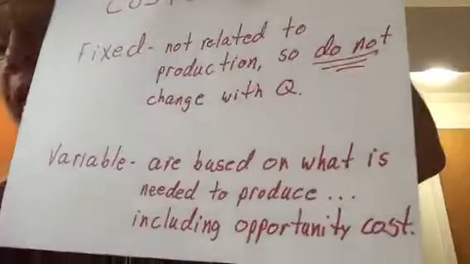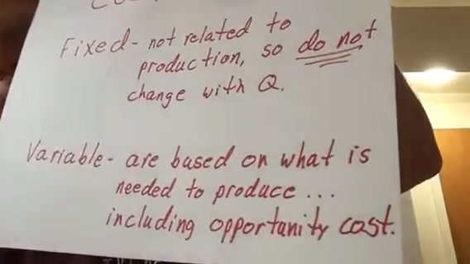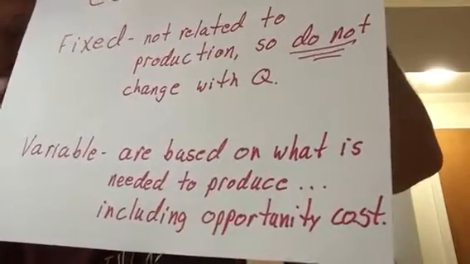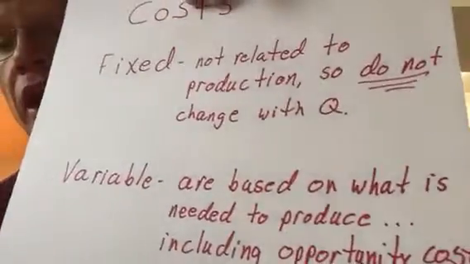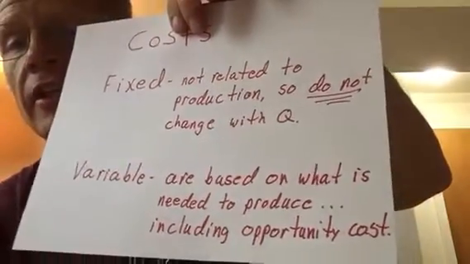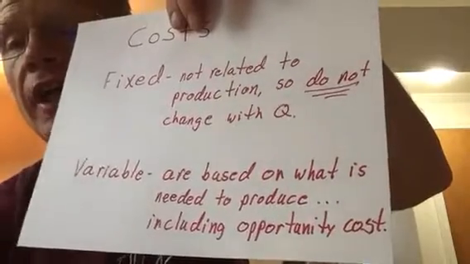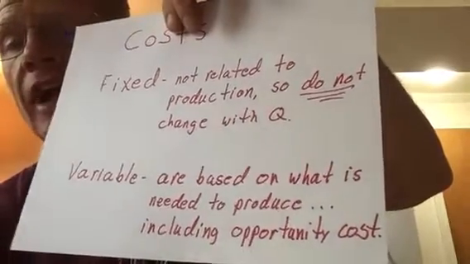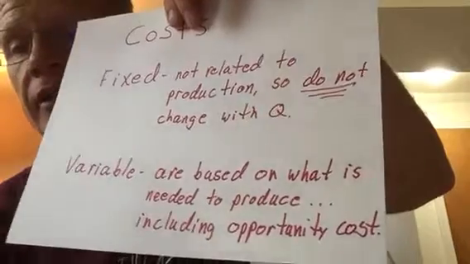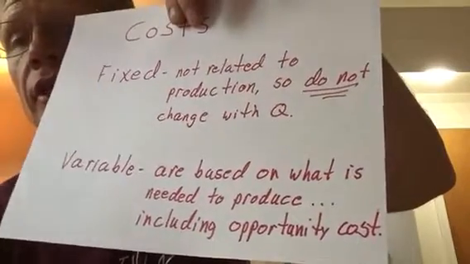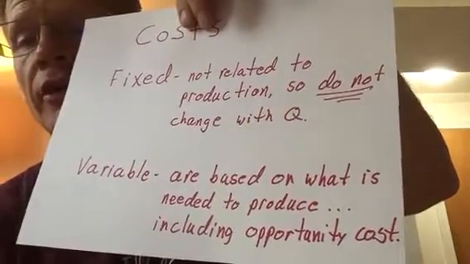Now, the other cost that we have is called variable cost. Variable costs are based on the production. So if you make more, you'll have more variable costs. Now, this is going to include opportunity cost. So variable costs are indeed based on production, and they're going to include opportunity cost. That's what variable costs are going to be. Okay, I'll put that back up in a sec.